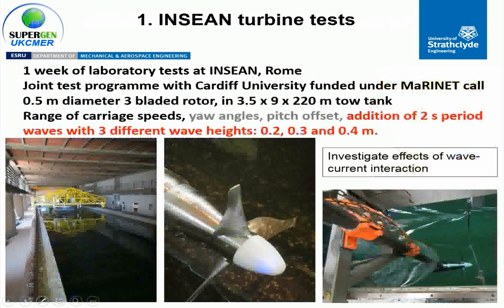So we conducted 1 week of laboratory testing at INSEAN in Rome, and Tim's already spoken a little bit about this this morning because this was a joint test programme between Cardiff and Strathclyde. Cardiff were focusing for this set of tests particularly on the effect of yaw angle and pitch offset. For our side of things, in terms of numerical modelling as well, we've been focusing on the influence of wave current flows on the turbine, and so this again was our focus for this set of tests.